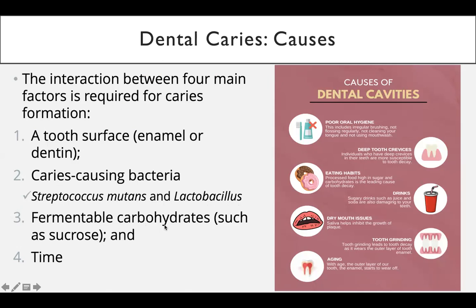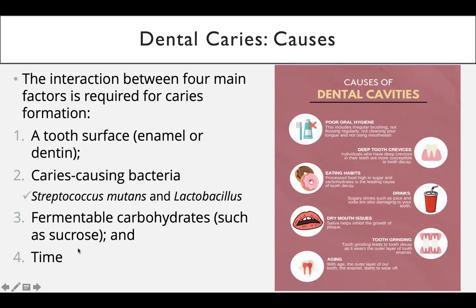Fermentable carbohydrates such as sucrose and time. There are four etiologies in the progression that cause the pathology: there should be a tooth surface, then the presence of caries-causing bacteria such as Streptococcus mutans, then fermentable carbohydrates such as sucrose, and time is required. If the first three are present, then just time is required.